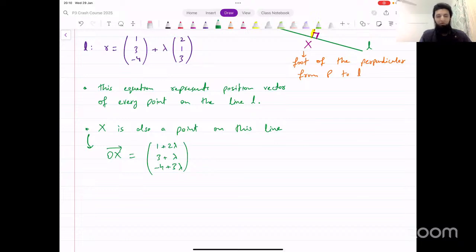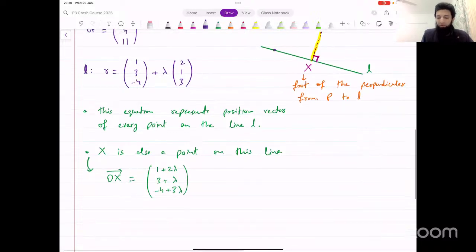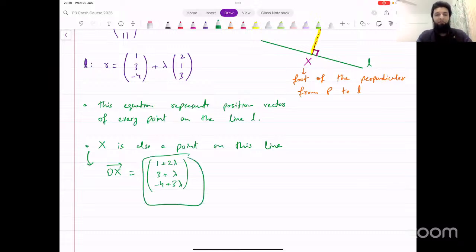As of now, we don't know what the value of lambda is. And that's true for every single point on this line. If there was another point here, let's say that's Y, that would also have the same form. If there was another point Z here, that would also have the same form. Since X is also on the line, we say the position vector of X, OX, looks like this. And now we need to find the value of lambda that would give us this point X.